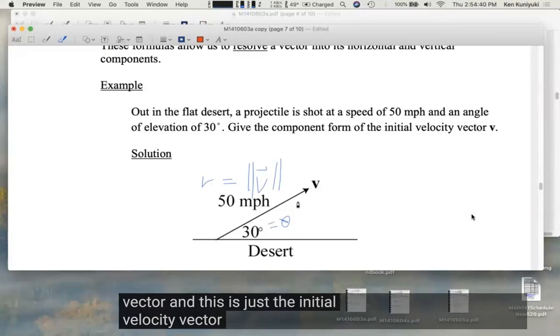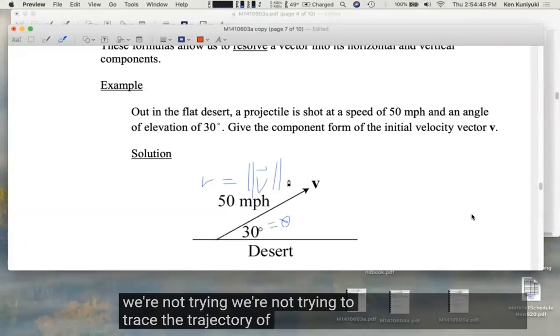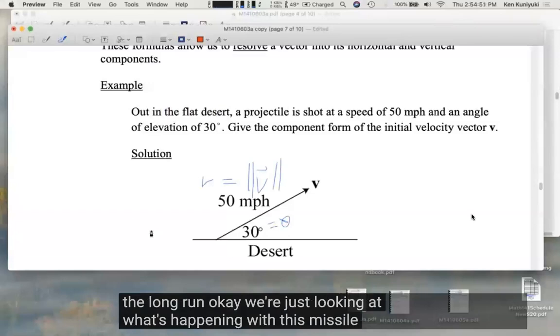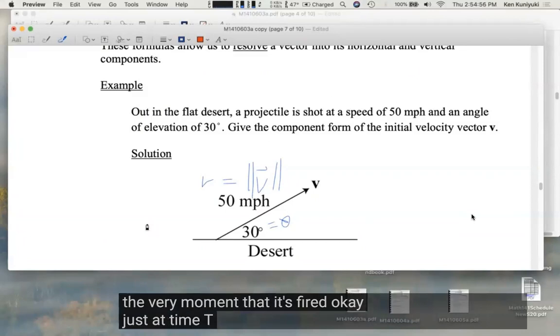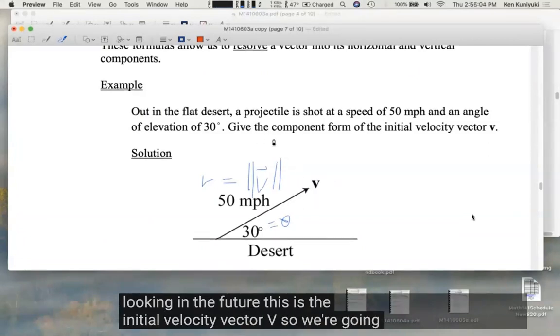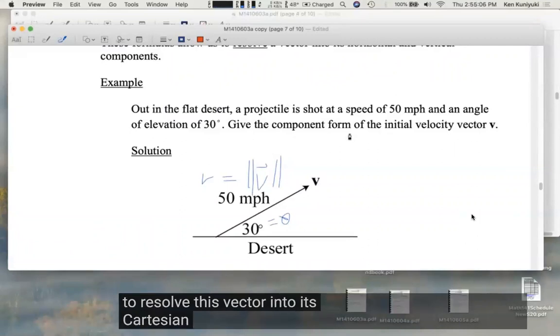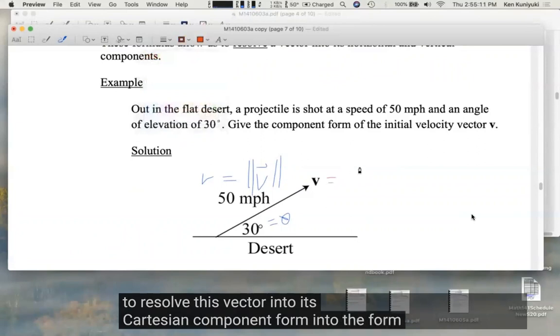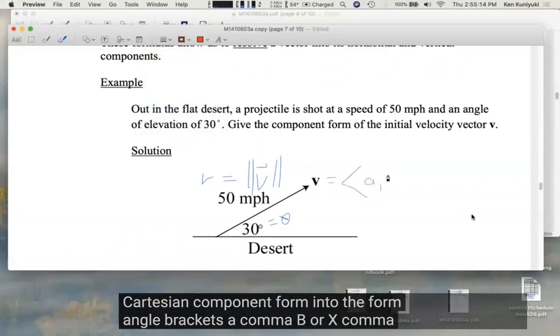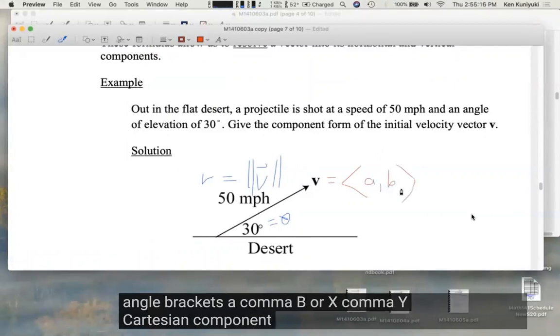And this is just the initial velocity vector. We're not being too ambitious. We're not trying to trace the trajectory of this vector in the long run. We're just looking at what's happening with this missile at the very moment that it's fired, just at time t equals zero. We're not looking in the future. This is the initial velocity vector, V. So we're going to resolve this vector into its Cartesian component form, into the form angle brackets a comma b, or x comma y, Cartesian component form.